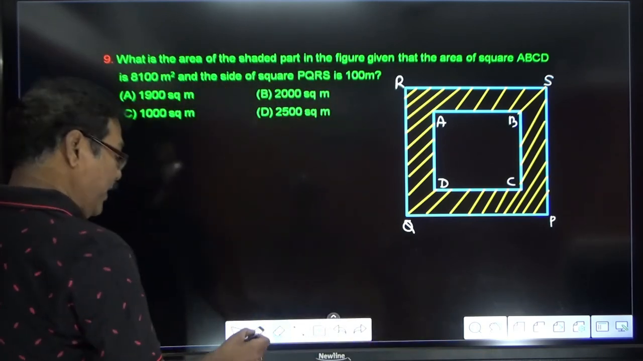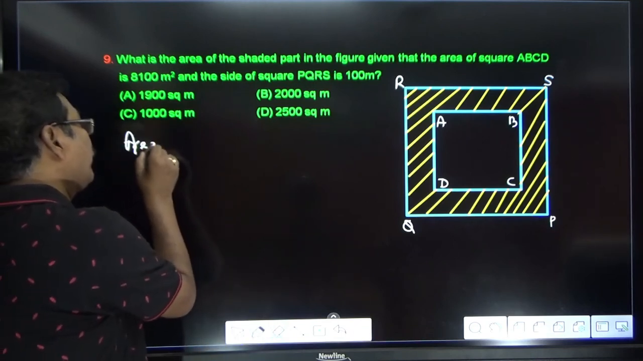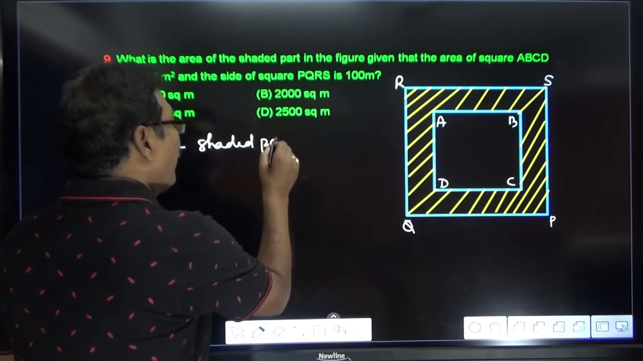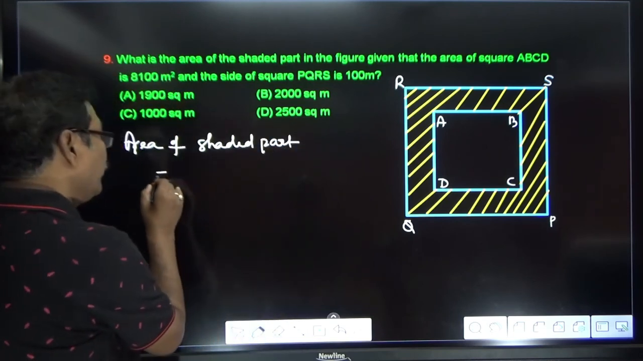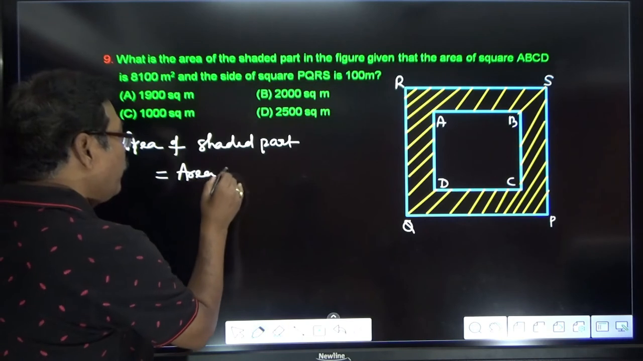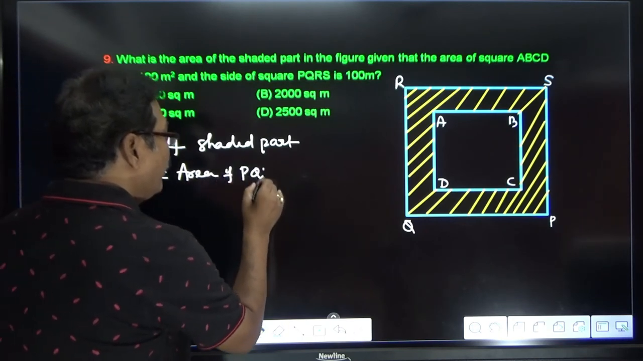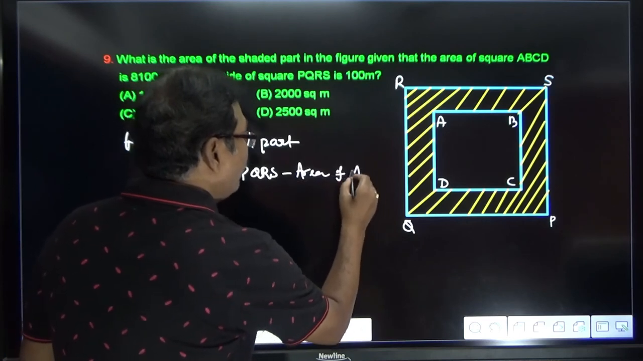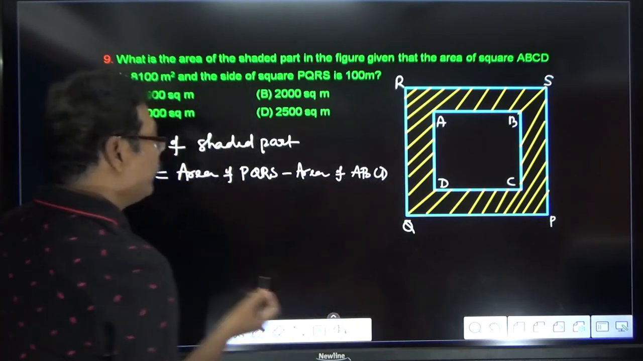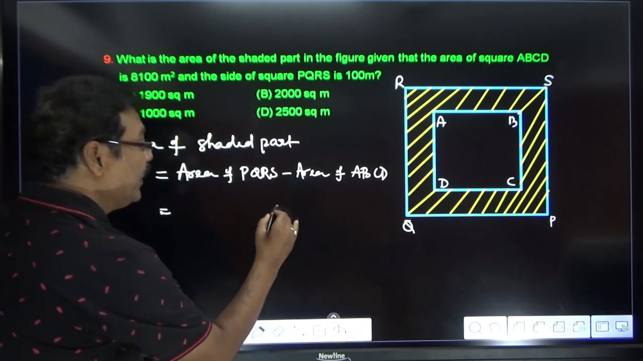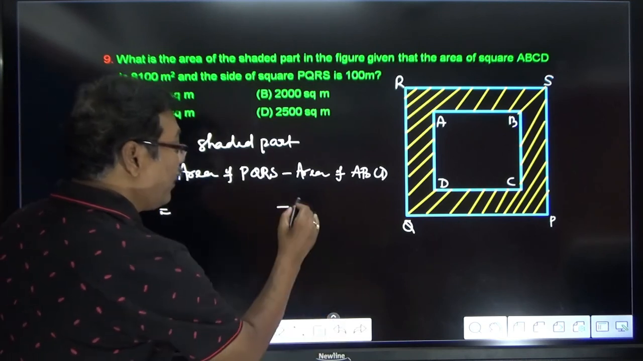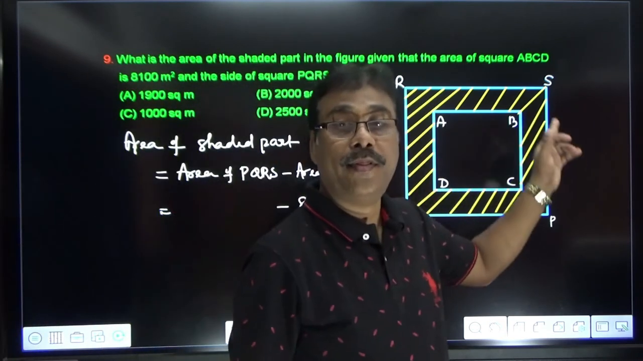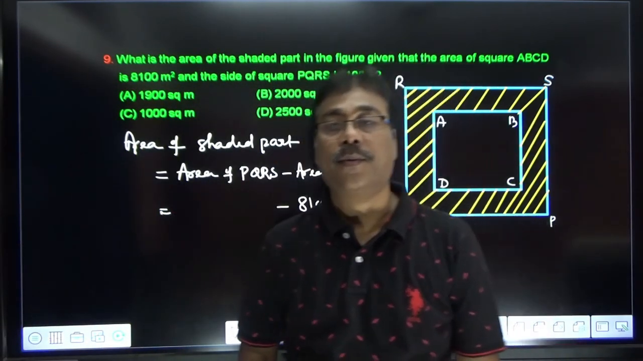Area of shaded part is equal to area of PQRS minus area of ABCD. ABCD area is given to me, 8100.